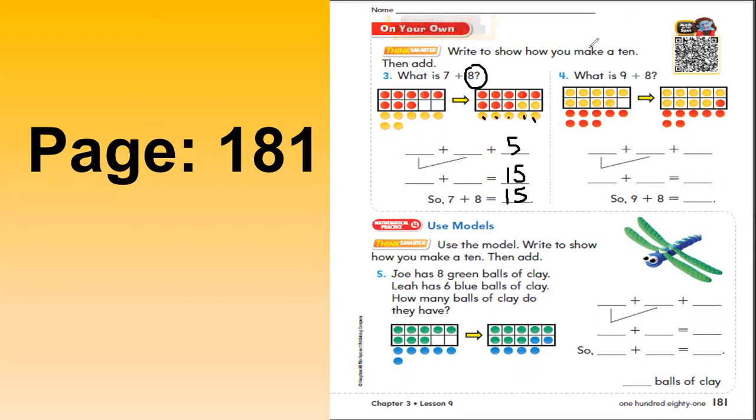Excellent. Bravo, girls. Lamar, Celia, Eileen, Reem. Very good, girls. Asil. Excellent. Now you know how to make 10 and add. Now let's move on to question number 4.